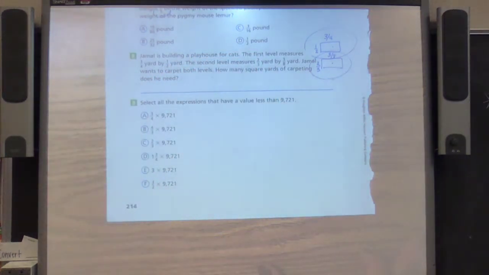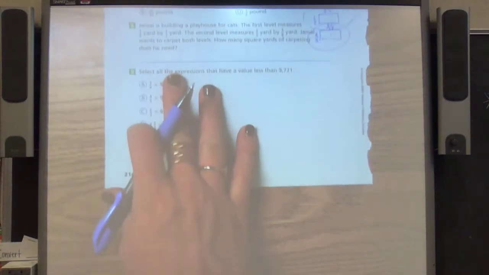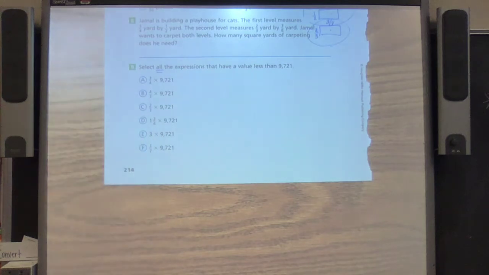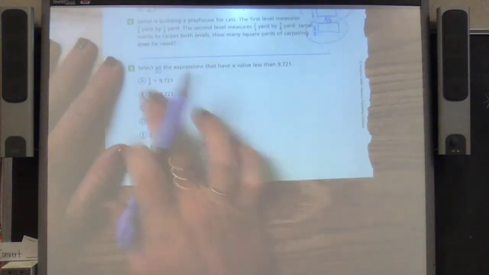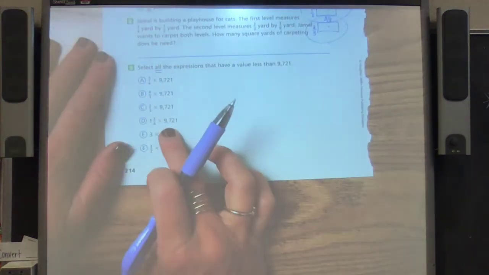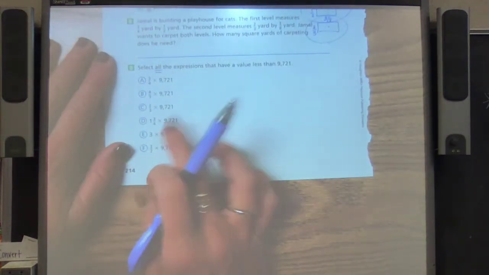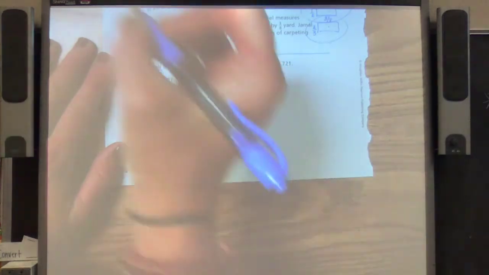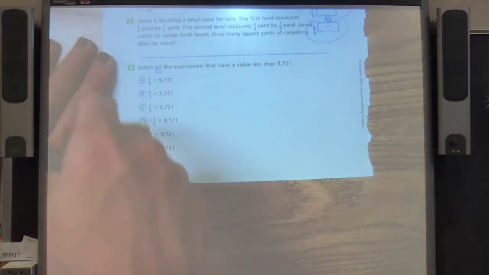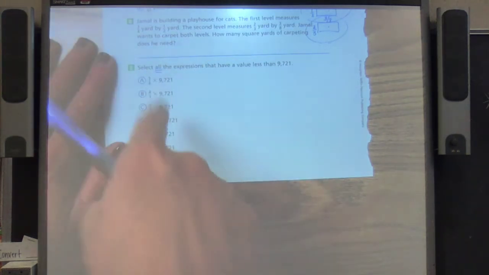All right, now number 9. It says select all the expressions that have a value less than 9,721. Boys and girls, we don't need to work these out. So don't get upset when you look here and say 9,000 times 3/4. Think about what we've learned about fractions. Think about what the answer would have to be.